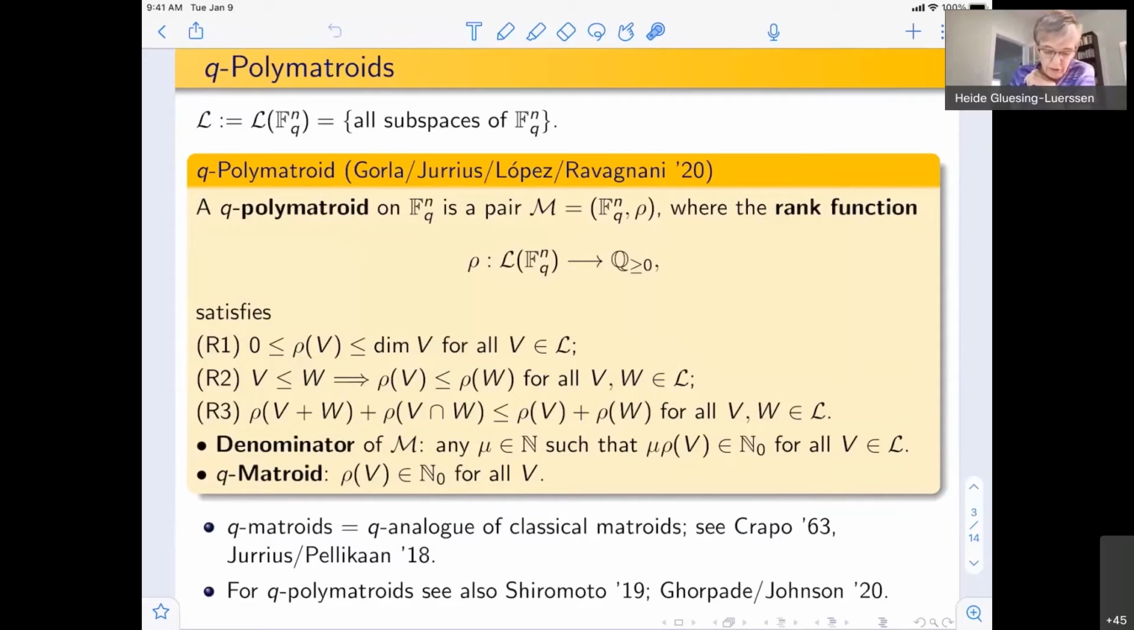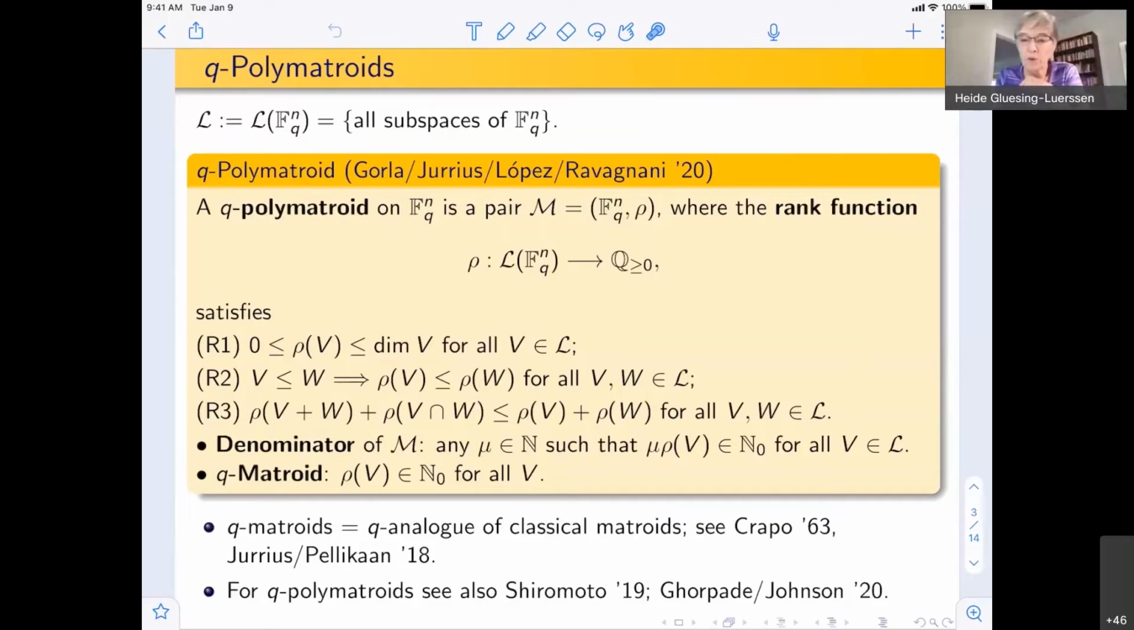A q-polymatroid on Fq to the n is a pair consisting of the ground space and a rank function, rho, which takes values from the lattice, that's our domain, and spits out non-negative rational numbers. That's a q-polymatroid. Sorry, I'm not done yet. The rank function has to satisfy certain properties. The rank is always upper bounded by the dimension. The rank function is increasing, in the sense of property R2, and property R3 is a submodularity condition.